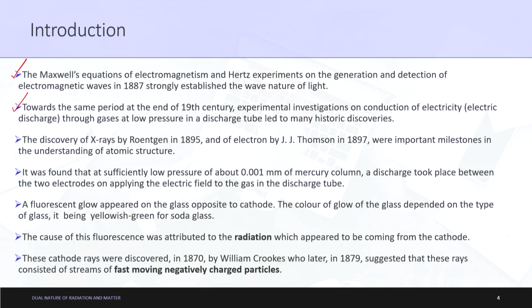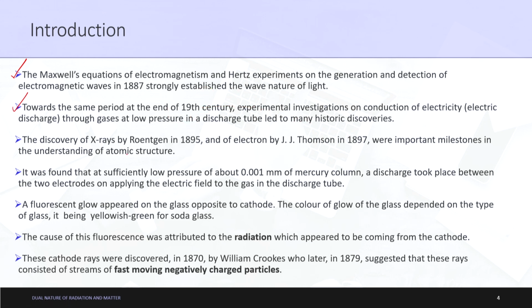So towards the same period at the end of the 19th century, experimental investigations on conduction of electricity, or electric discharge through gases, please remember it was through gases, at low pressures in a discharge tube led to many historic discoveries. Now what were these historic discoveries? The discovery of X-rays by Roentgen in 1895, as you can see, is at the end of the 19th century also. Every year is near the 19th century only.